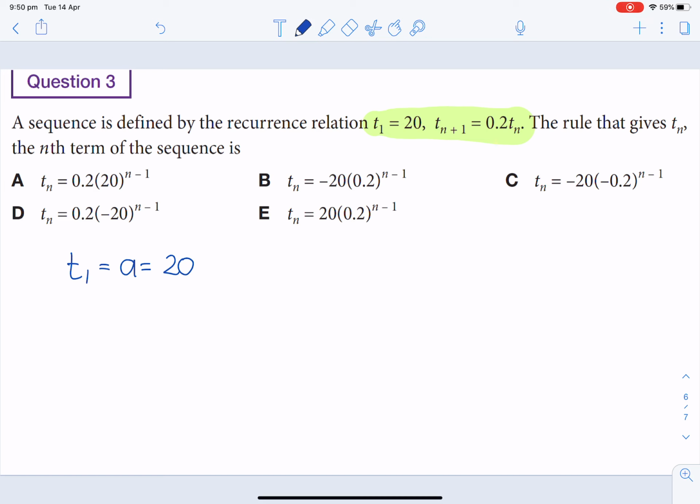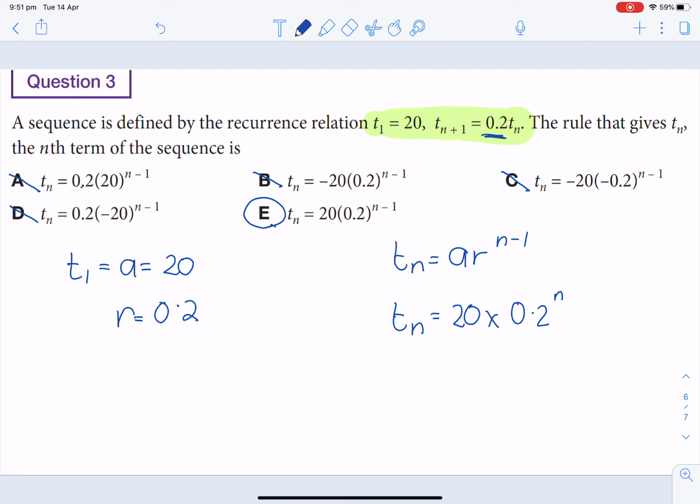And we know that the rule for the nth term is T of n equals A R to the n minus 1. So I've got 20 as my A value. So looking through each of these, I've got 0.2, no, negative 20, no. So I should end up with E. Process of elimination, but I still want to double check. And this value over here is my R value. R equals 0.2. So if I substituted it back into this formula, I'd have T of n equals 20 times 0.2 to the n minus 1. Yep, it's E.